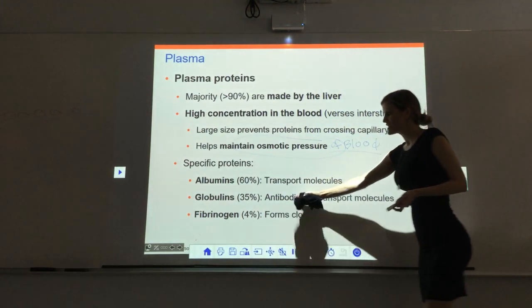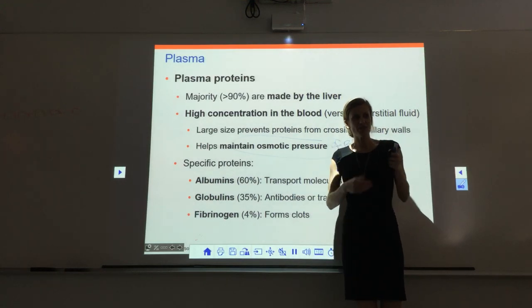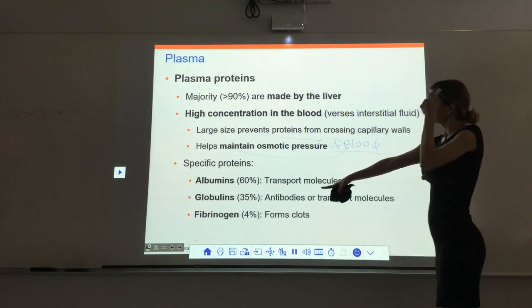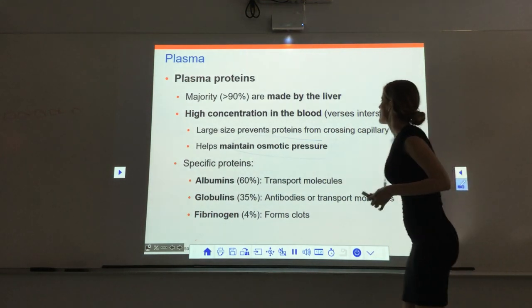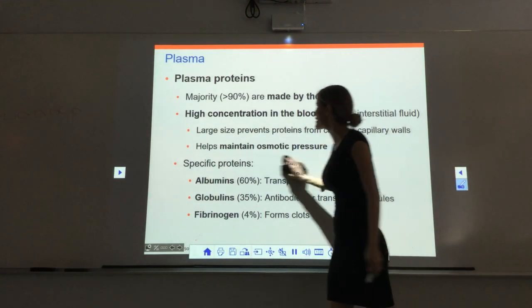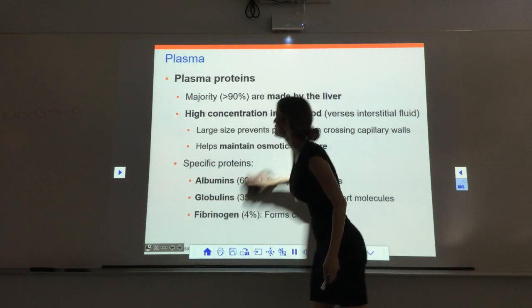And they're also antibodies, which we call immunoglobulins because they're part of the immune system. Again, we'll talk about those a lot later. Fibrinogen is a common plasma protein, and that's involved in blood clotting. Again, we'll go through the whole clotting cascade at the end of the chapter.